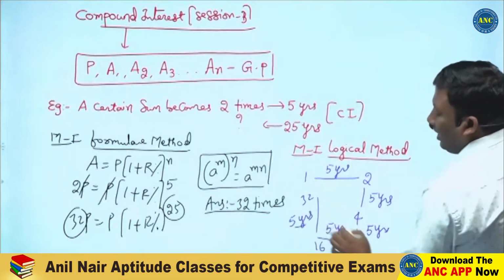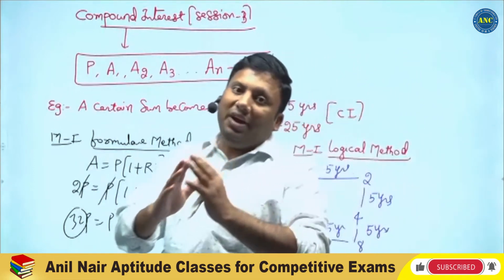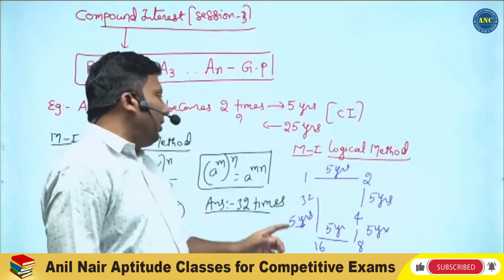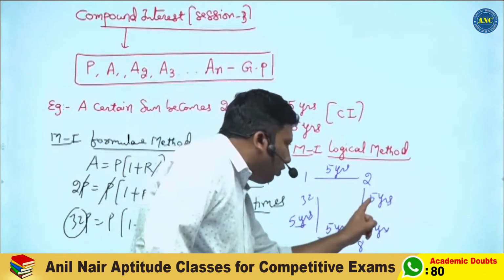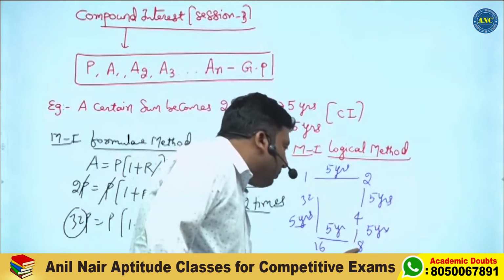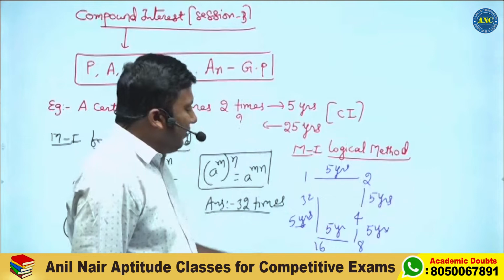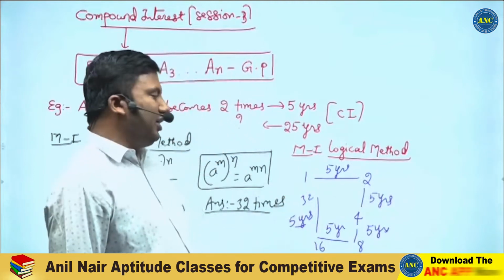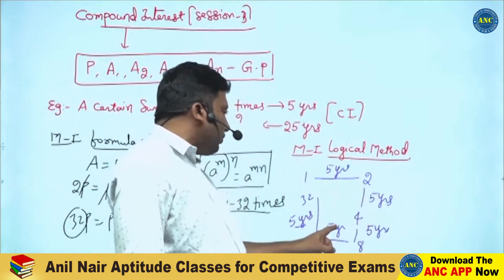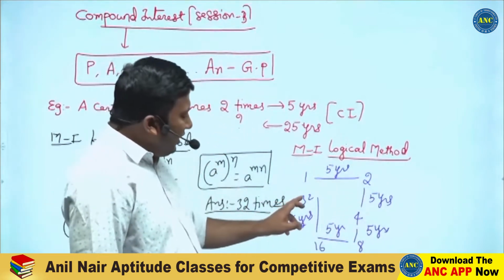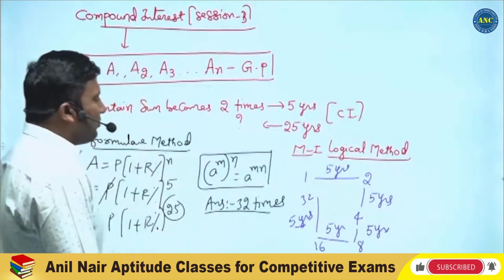Are you all with me? A certain sum is becoming doubled in every 5 years. 1 is becoming 2 in 5 years. 2 is becoming 4 in 5 years. 4 is becoming 8 in 5 years. 8 is becoming 16 in 5 years. 16 is becoming 32 in 5 years. Totally, how many years are over? 5, 10, 15, 20, 25. In 25 years, how many times has it become? 32 times it has become.